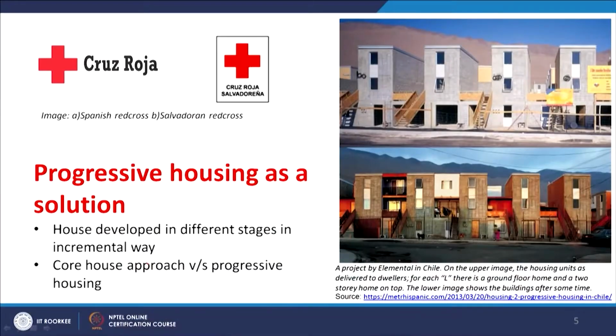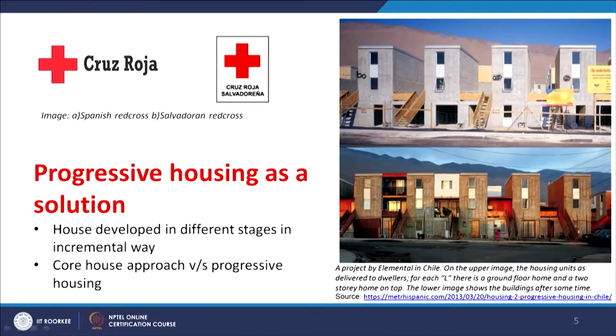These are the houses developed in different stages in an incremental way, right? Many people get a core house approach versus progressive housing. In a core house approach, we give a core dwelling unit and then people add on to it. So they try to make it bigger. You provide some basic things and then people add on to it.